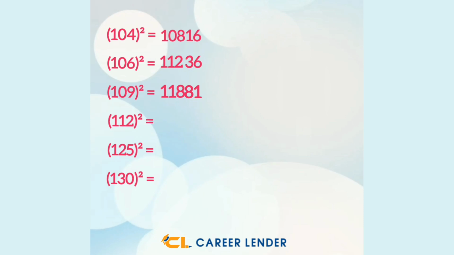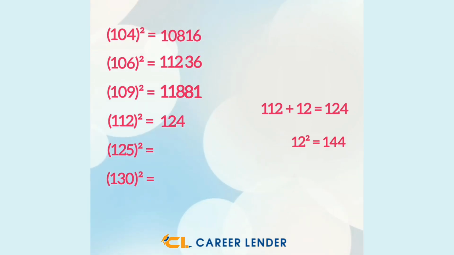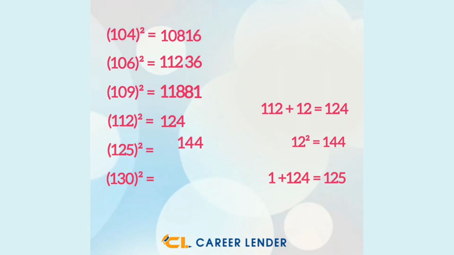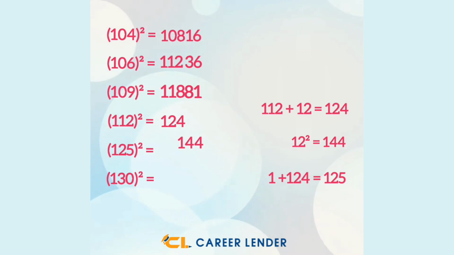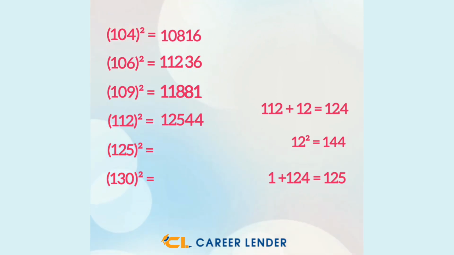11,881 is the answer. For 112 square, 112 added with 12 is 124. 12 square is 144. Instead of a 2-digit answer, we get 3 digits. So, add 1 with 124. We get 125 and write the remaining digits in 144, that is 44.